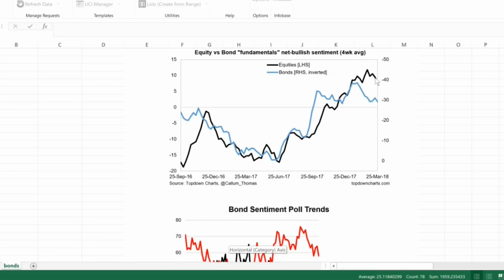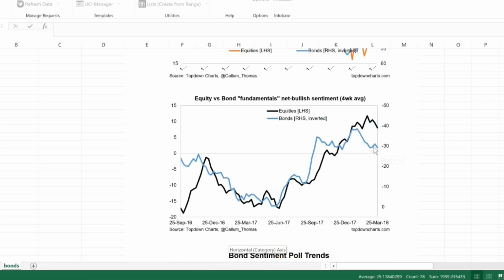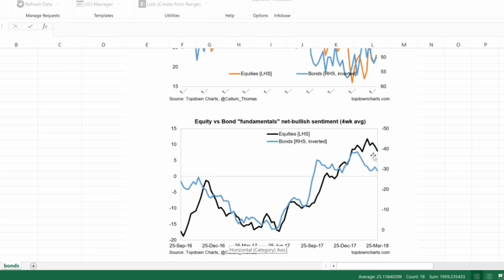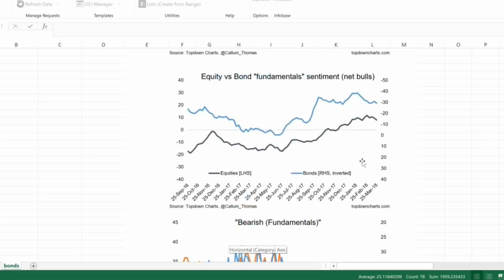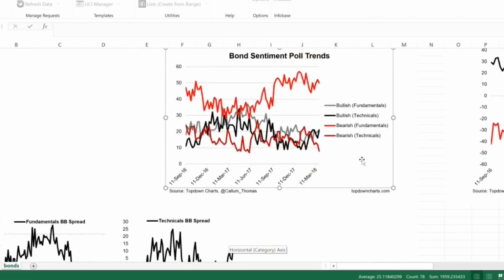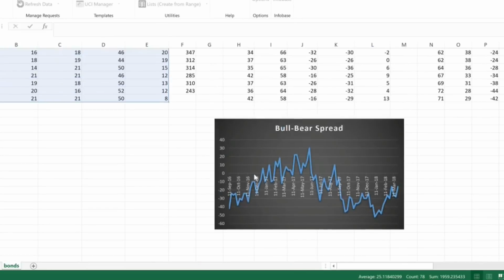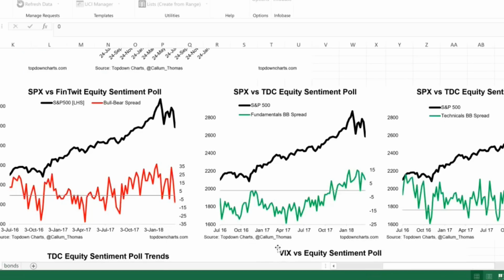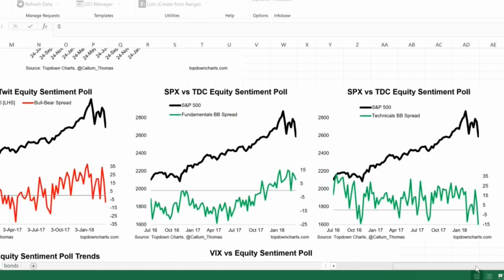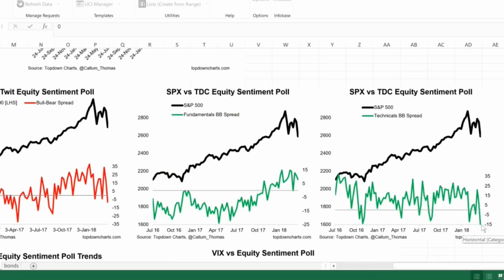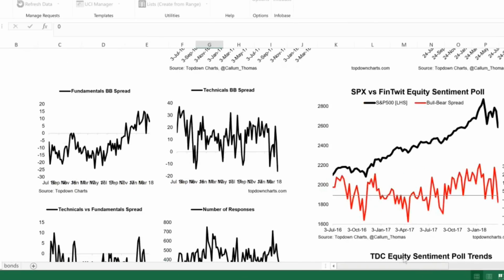Fundamentals, net bulls are rolling over for equities. Seems to be following down what's been going on in bonds for the last few weeks. Preliminary results still, and then onto the equity one. Pretty interesting here. You can see technicals bull-bear spreads actually moved down to a new low, which is quite interesting.